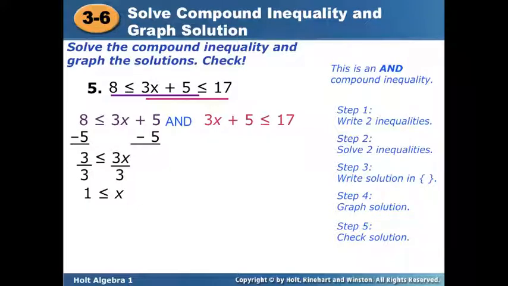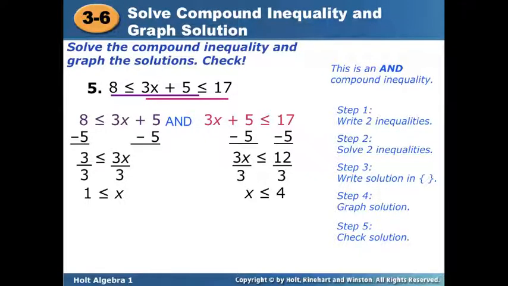For the second inequality, again you'll subtract 5 and then divide by 3. So we get x is less than or equal to 4. Follow the format for set notation. We'll need to put our numbers in least to greatest. So 1 is less than or equal to x is less than or equal to 4.